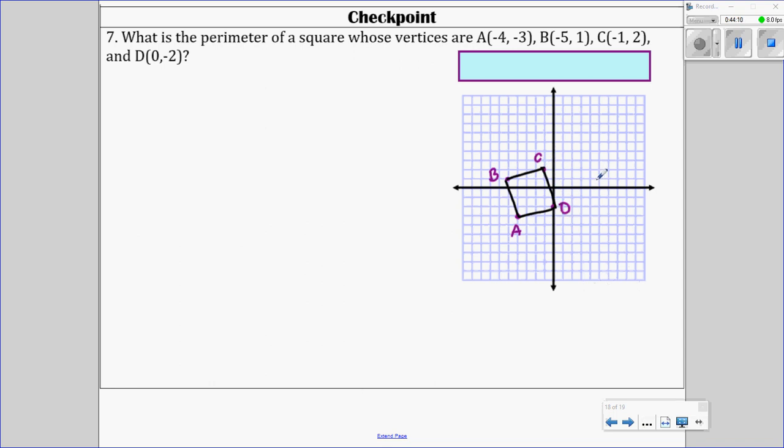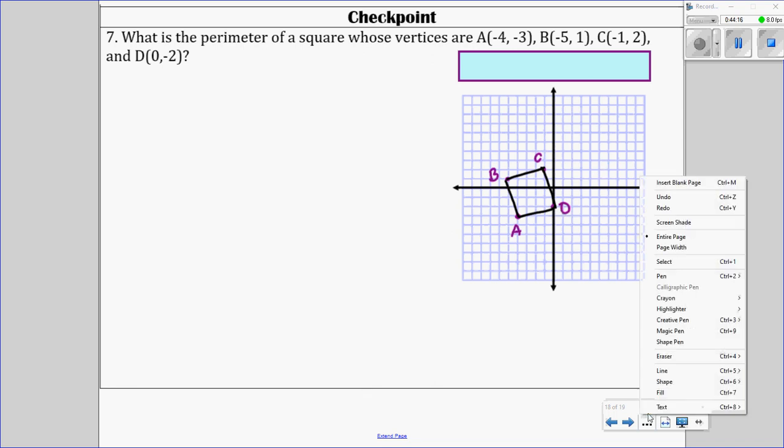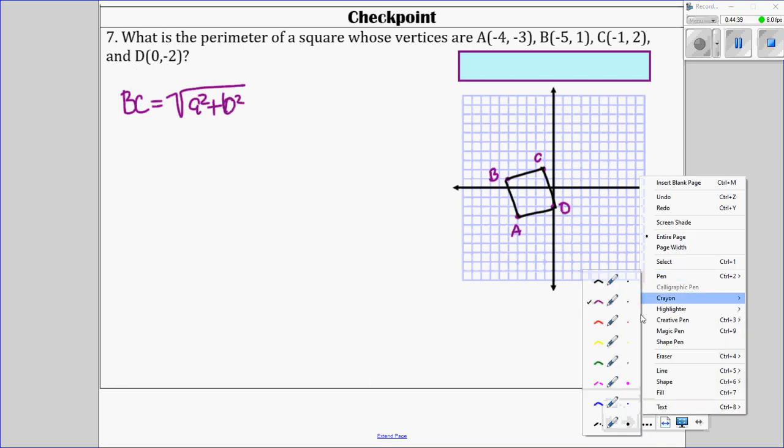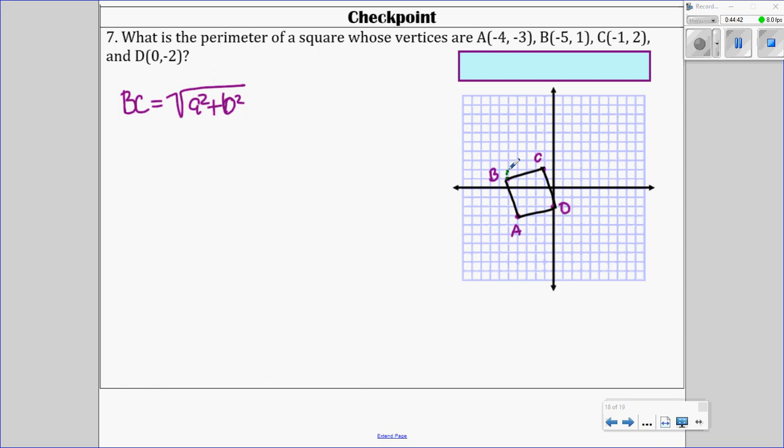So they want to know what the perimeter is. Since this is a square, that means all the sides have to be the same. So rather than driving yourself crazy and doing more work for yourself, find one of the sides. In this case, I'm going to find BC. I'm going to use the Pythagorean Theorem. This would be c equals, but since BC represents c, I'm going to put BC for c. And then I'm going to do my rise over run. So this is 1, and this is 1, 2, 3, 4. And I'm going to plug it in.